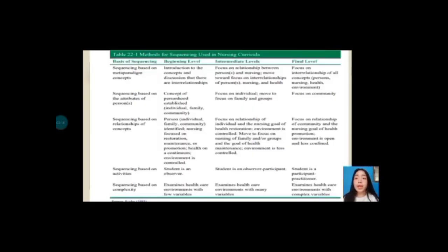So, this table shows the methods for sequencing used in nursing curricula. So, there are bases for sequencing, which are sequencing based on meta-paradigm concepts, sequencing based on the attributes of persons, sequencing based on the relationships of concepts, sequencing based on activities, and sequencing based on complexity.